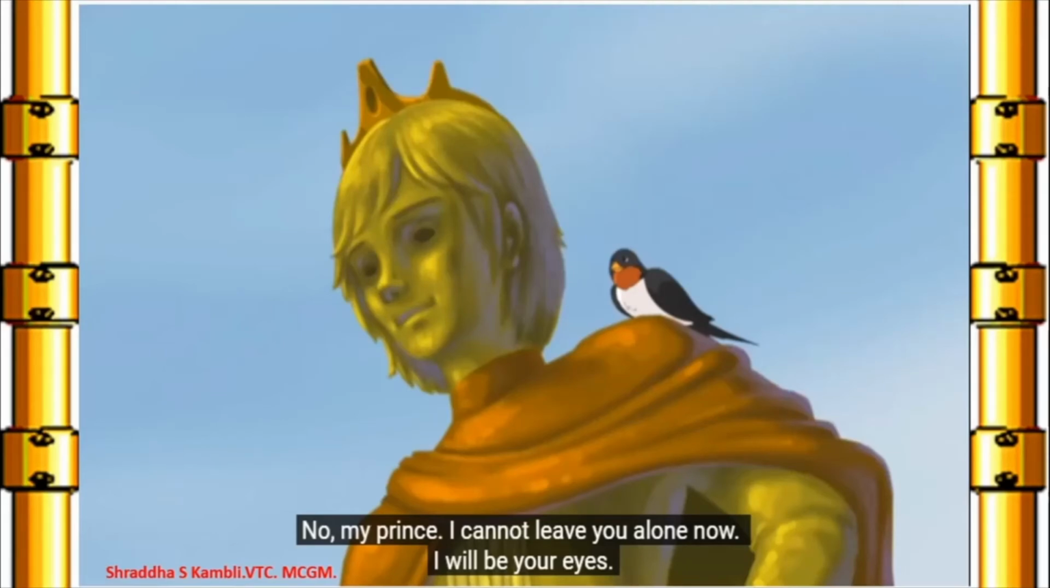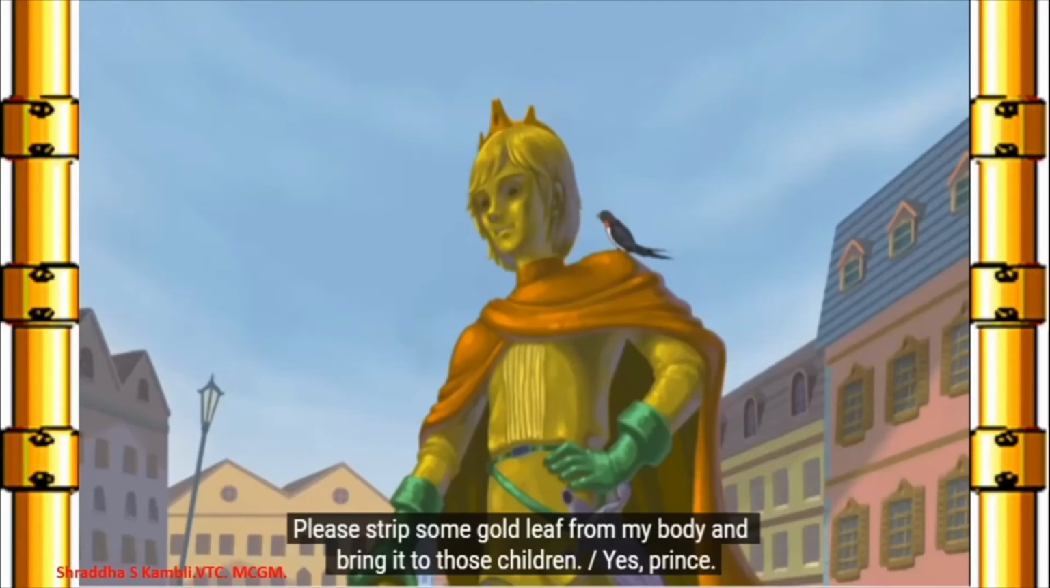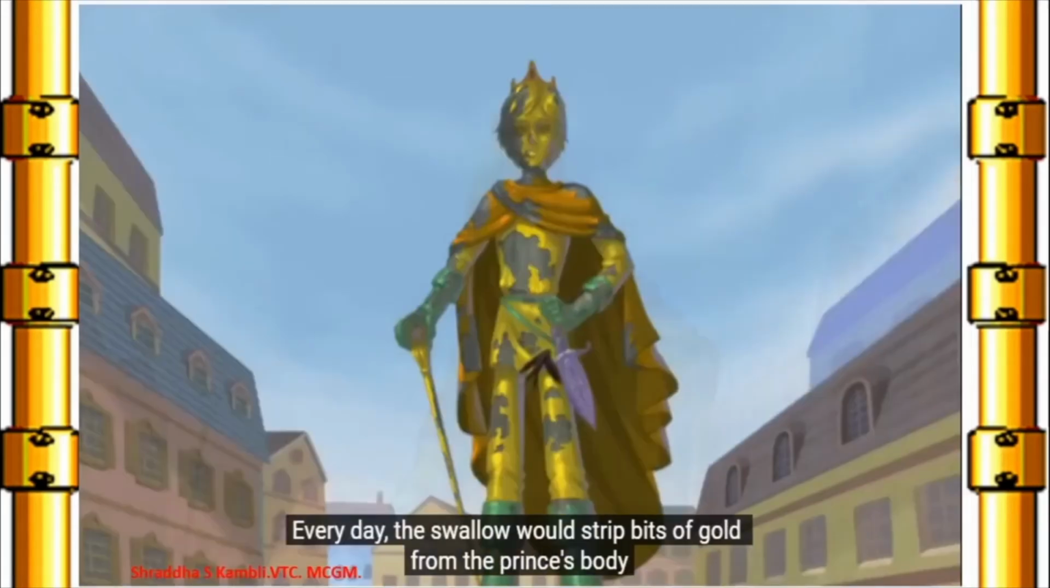Then slowly they start helping so many other people also. There are so many other people who are hungry and who are cold, who are sick, who are poor, who do not have anything to eat. So what they do is they strip the gold from the body of the prince and give it to those children. The prince tells the swallow, "Please strip some gold leaf from my body and bring it to those children." And the swallow says, "Yes, prince." And so this is what they start doing.